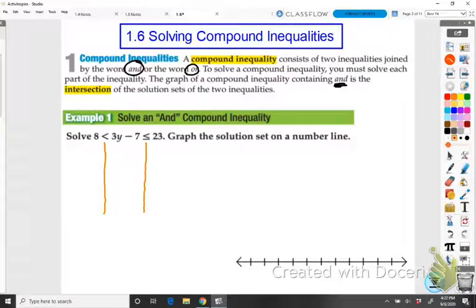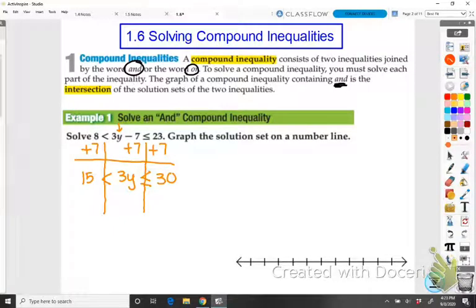So we focus on the middle. We have 3y minus 7 in the center. We want to get the y by itself there, so we have to add 7. And we have to do that 3 times, to the left, to the center, to the right. So this is now 15 on the left, less than 3y in the middle, less than or equal to 30.